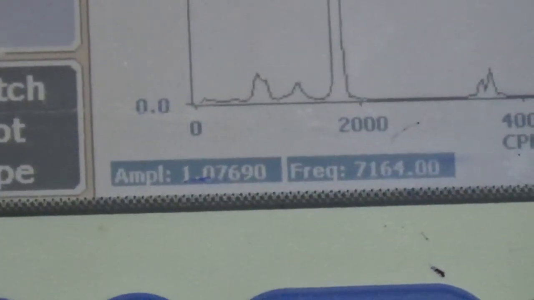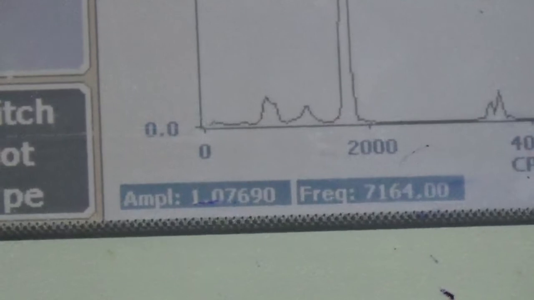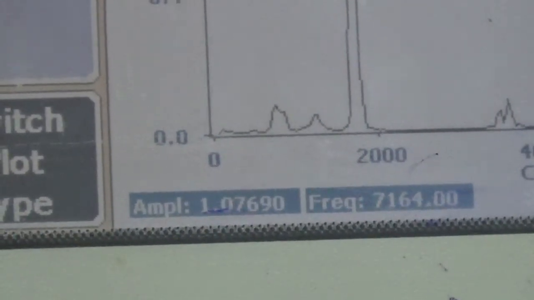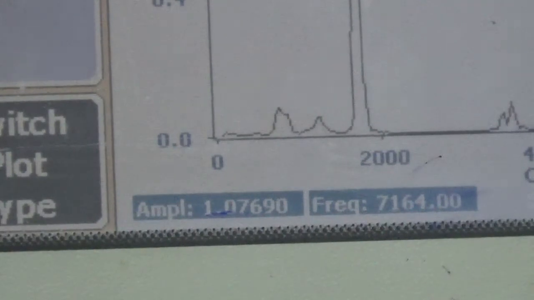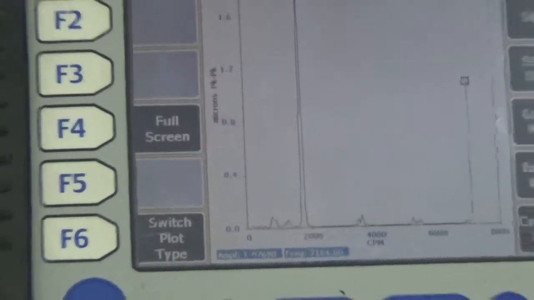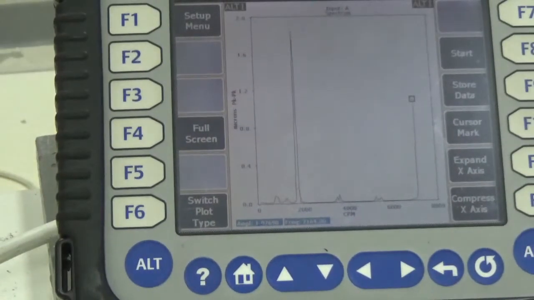Okay, you can see here there is one frequency which is 7164 cycles per minute, and the amplitude is about 1 micron. So this frequency is coming from the motor side, and there is another frequency here. We will see how much it is.